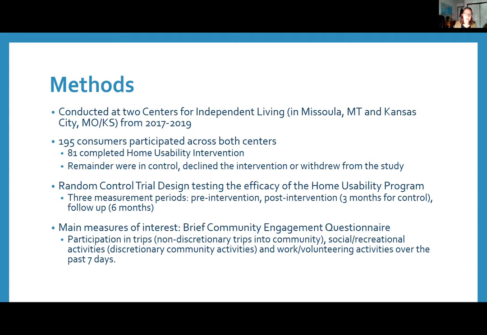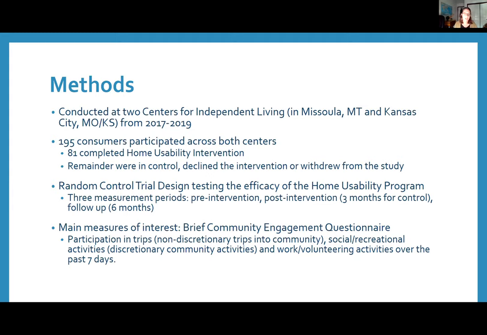And then 81 completed the home usability intervention. The remaining folks were either in the control or declined the intervention or withdrew from the study. It was a randomized control trial design to test the efficacy of this program. We collected measures at three periods: pre-intervention, post-intervention, and then follow-up 3 months post-intervention.